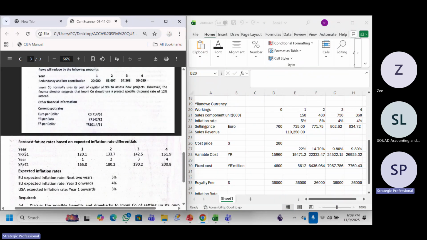Now, look at what they gave us. They gave us here forecast future rate based on expected inflation rate differential. You notice that in this question, they did not tell you to forecast this exchange rate. They have already given it to you. And why is it like that? They've seen that they've given you too much problem. So the examiner too is not wicked like that.